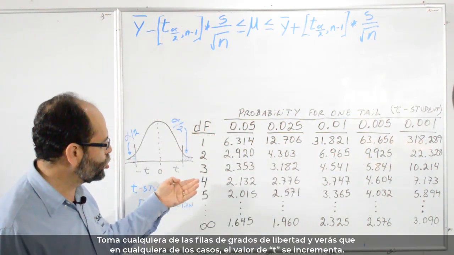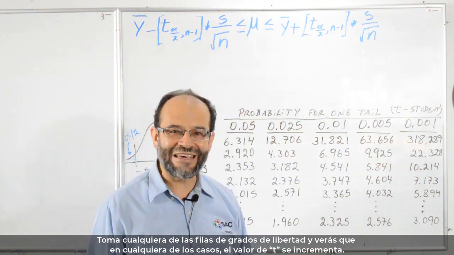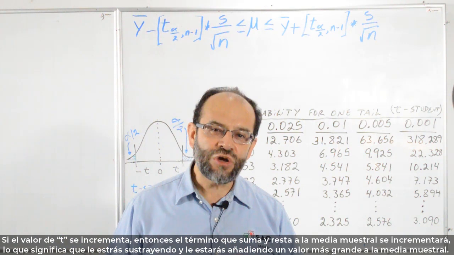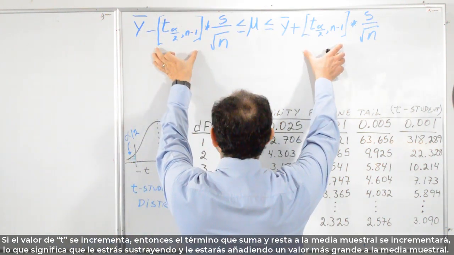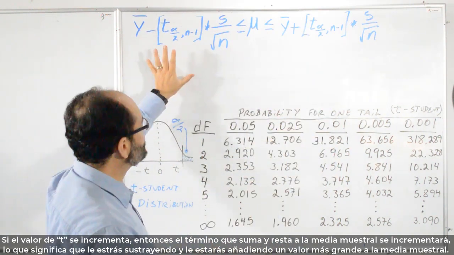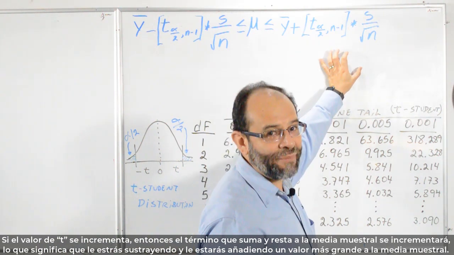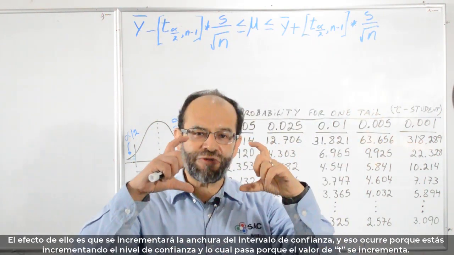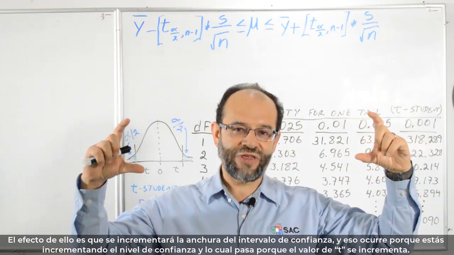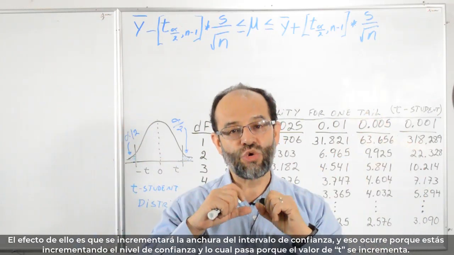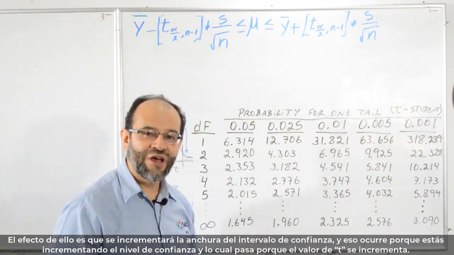Take any of the rows, on any degrees of freedom, and you will see that t increases. If the t-value increases, then this term will increase, which means that from the mean you will be subtracting a bigger value, and to the mean you will be adding a bigger value. The effect of that is to increase the width of the confidence interval. And you are doing that because you are increasing the confidence level, and because the t-value is increasing.